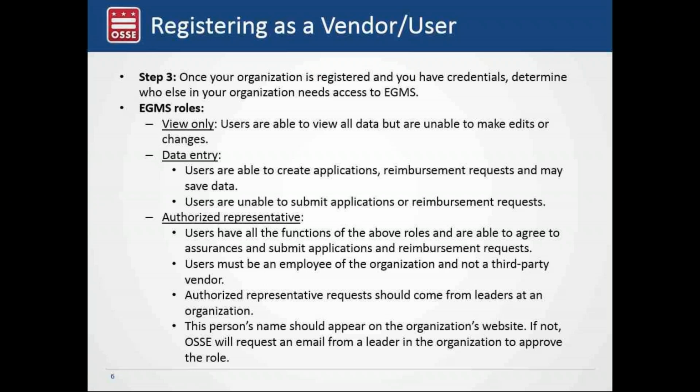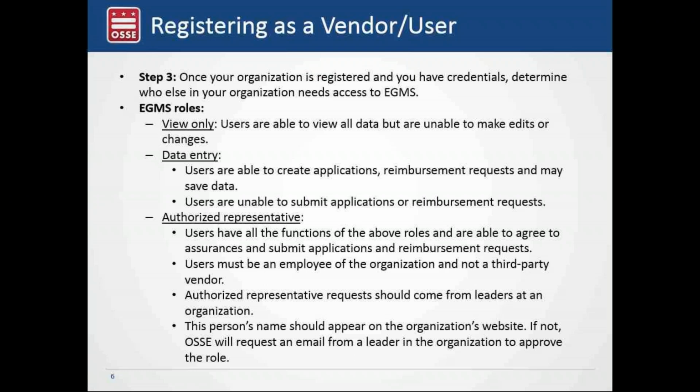Now, authorized representatives can do everything. So they can edit, they can agree to the legal assurances, which we'll also talk about. They can submit applications, they can submit reimbursement requests. So OSSI has some thoughts on who should be the authorized representative. Normally we want to see that it's someone kind of senior at the organization who would appear on the organization's website, but that's not always realistic, especially if you're a chain charter school or a chain child development center. You're not going to have the owner of a national chain entering your reimbursement requests, and we understand that.